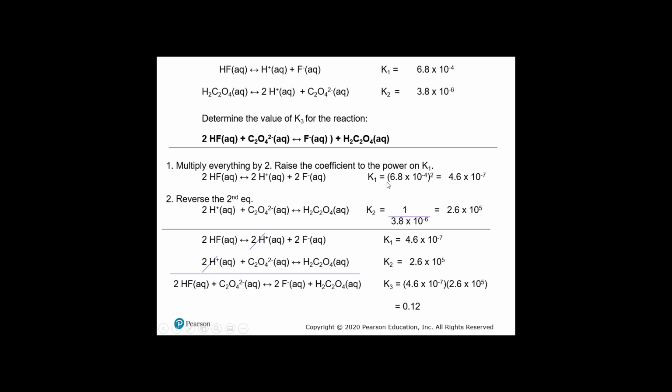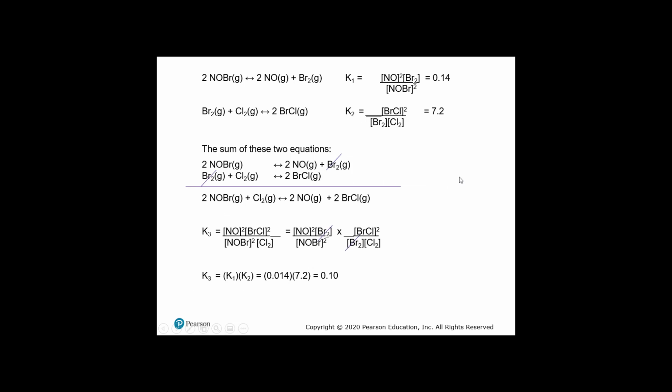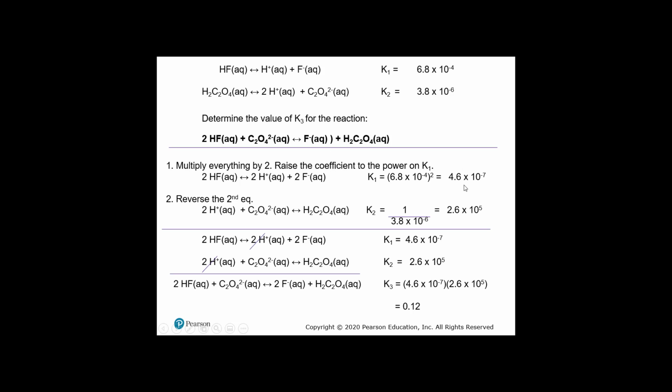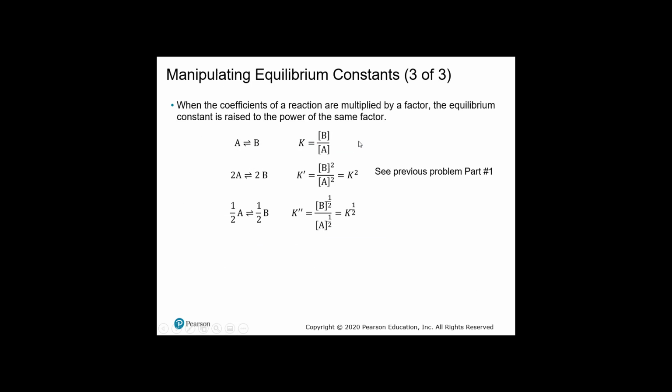When we do that, we also have to raise it to the power. That's where you see the K squared right there, because there's a 2. So that gives us a new equilibrium constant, and it's 4.6 times 10 to the negative 7. Now the second one, we need to reverse the second equation because we have the ions on this side here, which is what we need, and we need to have the product on the other side, because if you see, that's right there.